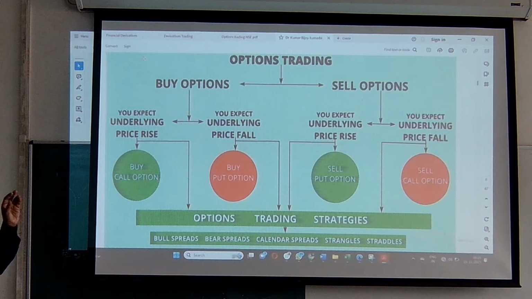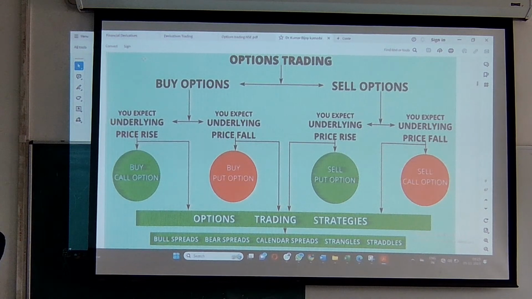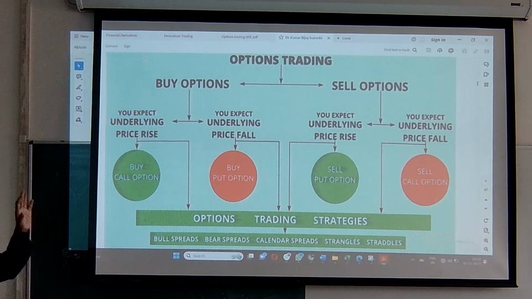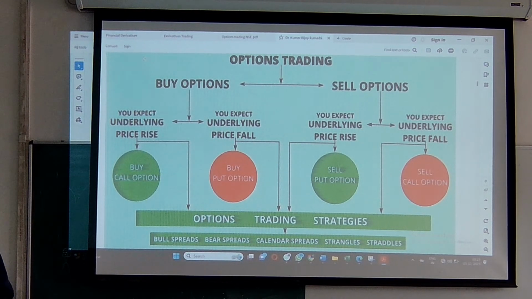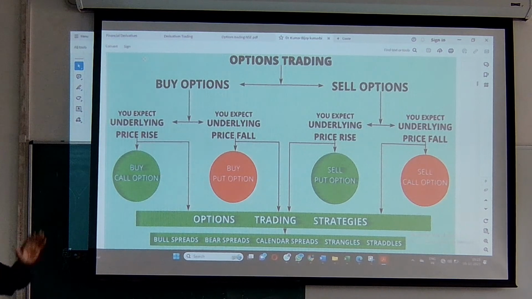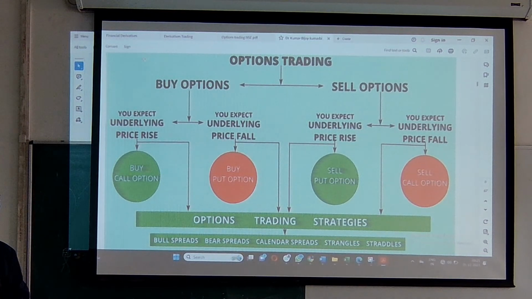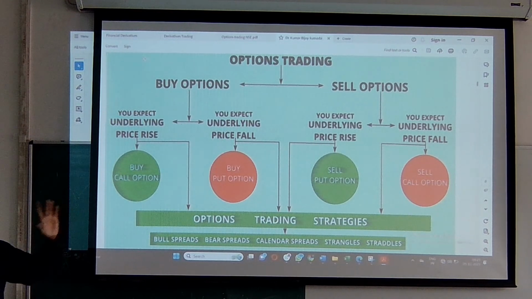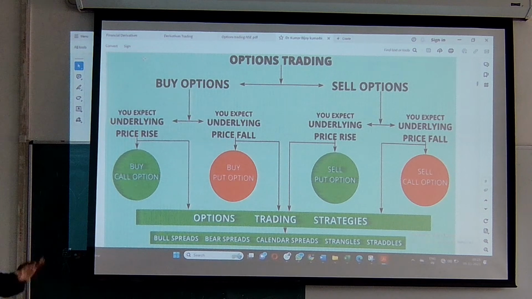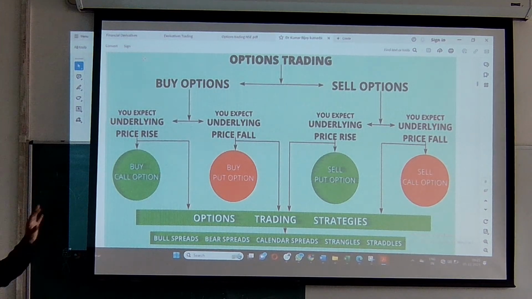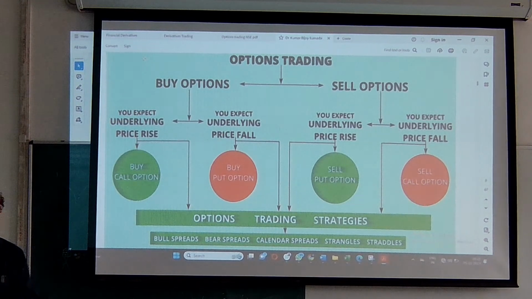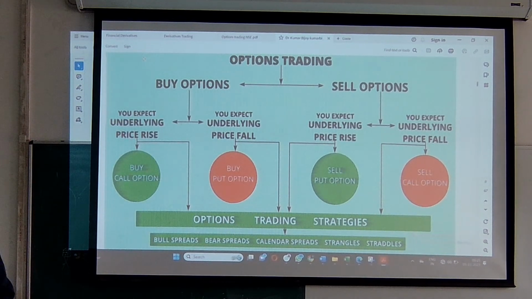Let's recap that two parties are there in options trading. One is called buyer, another is called seller. Buyer is having long position, seller is always called short position holder. Seller is also called writer. Buyer has got right and seller has got obligation. There are two products, one is called right to buy, another is called right to sell. Right to buy product is called call option and right to sell is called put option.